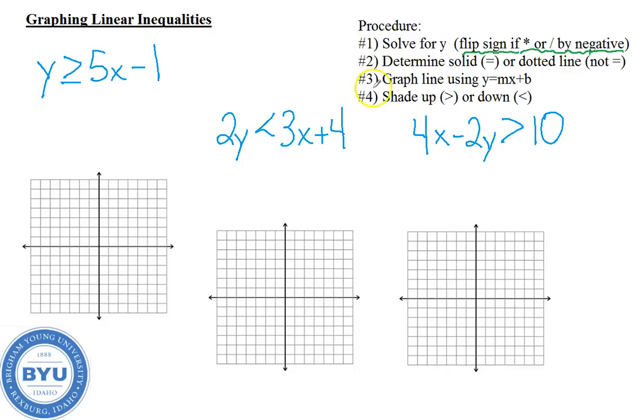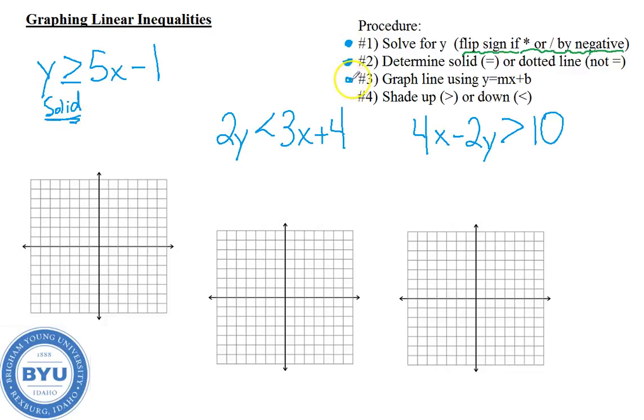We're going through these 4 procedures to graph y is greater than or equal to 5x minus 1. Step number 1, we need to solve for y. The good news is that this one is already solved. Y is already by itself. So y is greater than or equal to 5x minus 1. So we need to determine if it's going to be solid or dotted. This has an equal to in it. So because of that, we'll be using a solid line.